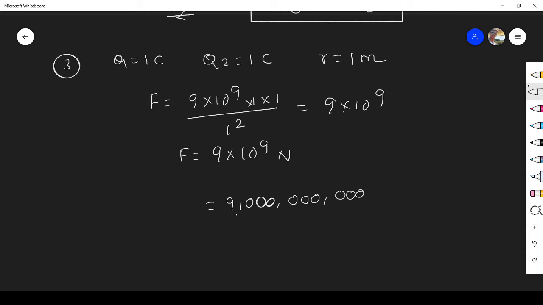This is such a big value. It is equivalent to approximately 1 ton of force or weight. So this much force we never feel in our life. You see, even for the smallest amount, that is 1 coulomb of charge, the force between the two charges is approximately 1 ton. This is too big a unit.